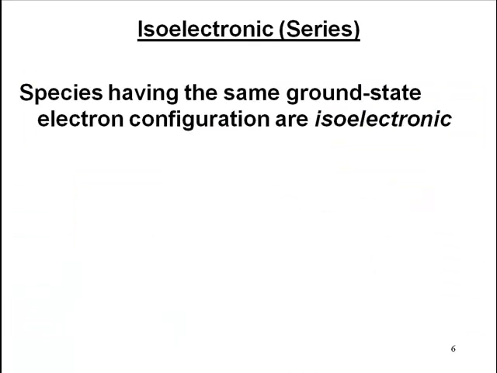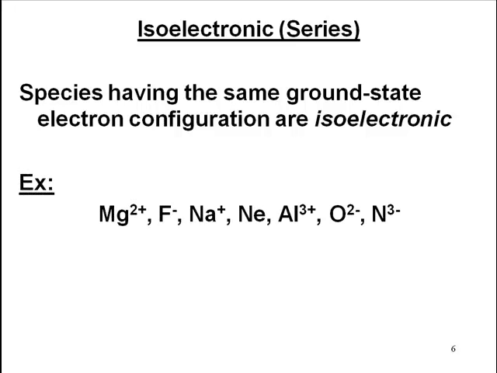Now, isoelectronic, we talked about this. Every single element wants to become like a noble gas, so it wants to have the same electron configuration. That's called isoelectronic. Same electron configuration means it's stable if it is, again, a noble gas. So here we have magnesium, fluoride, sodium, neon, aluminum, oxygen, and nitrogen.